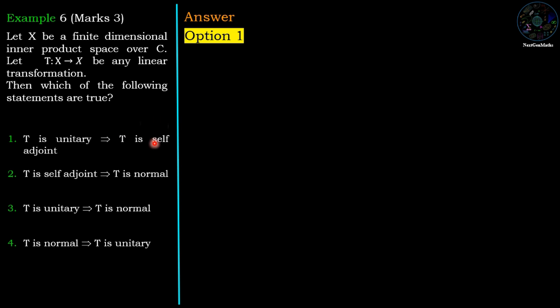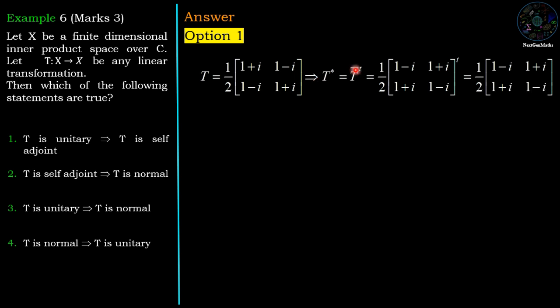So, T is unitary implies T is self-adjoint. We'll take some example. T equals 1 by 2 times the matrix [1 plus i, 1 minus i; 1 minus i, 1 plus i]. First we calculate T star, which is the transpose of the conjugate. So first we find the conjugate of this matrix. The conjugate of 1 plus i is 1 minus i, the conjugate of 1 minus i is 1 plus i, 1 minus i is 1 plus i, and 1 plus i is 1 minus i. Now take the transpose of this matrix.